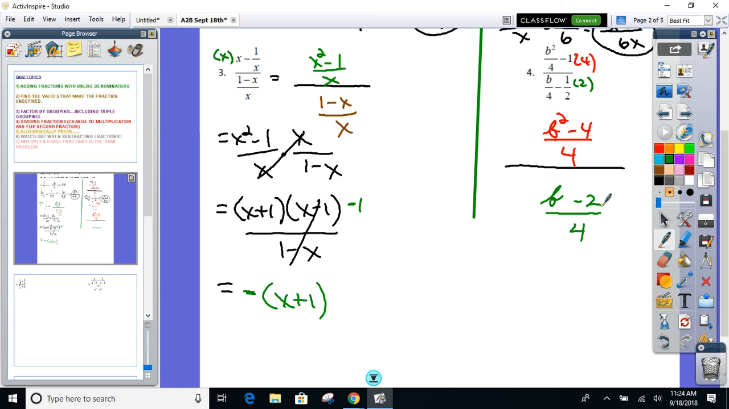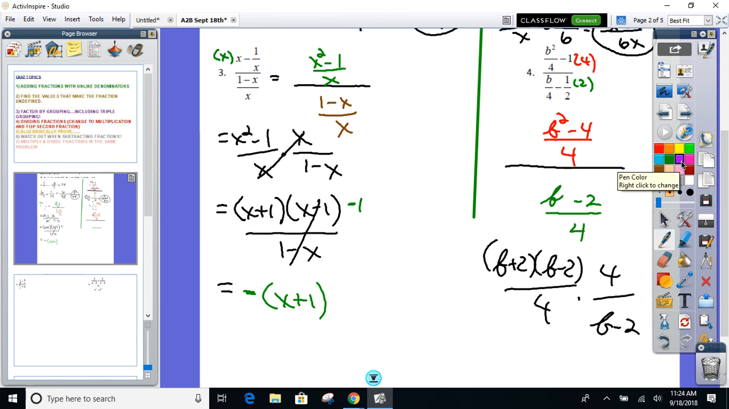Skip and flip time. I got 1 divided by 1. Can I factor it too on the way? B squared minus 4, anybody? B plus 2, b minus 2 over 4. Flip, flip, flip. Don't forget. Over b minus 2. Look at this. Crossouts. The b minus 2s are gone, the 4s are gone. I'm left with b plus 2.